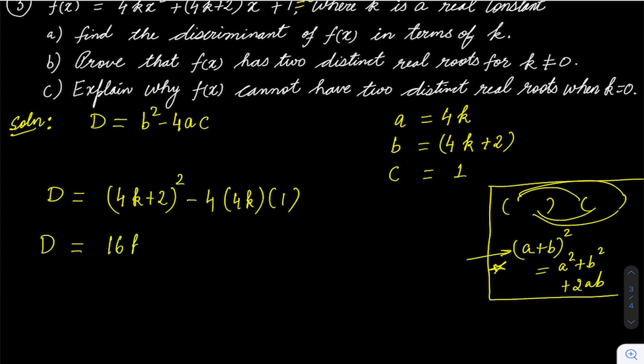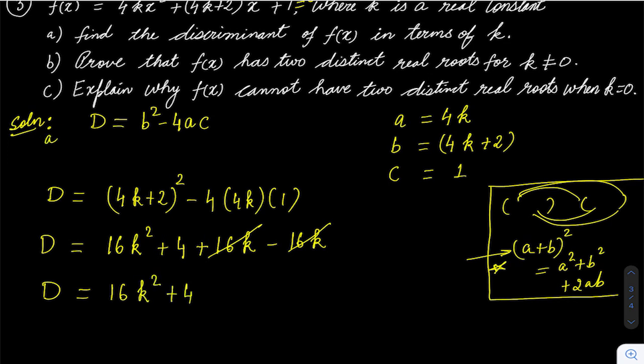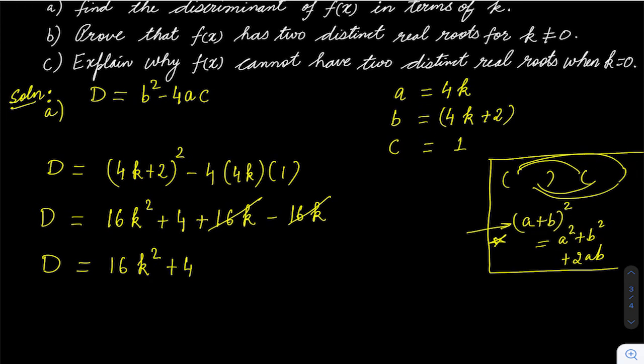So you try to find this. It will be 16k square plus 2 square is 4, plus 4 times 2 is 8, so 16k, minus 16k. So this k term gets cancelled. My discriminant is coming out to be 16k square plus 4. So that is my A part, where we have to find the value of the discriminant. Now B part.